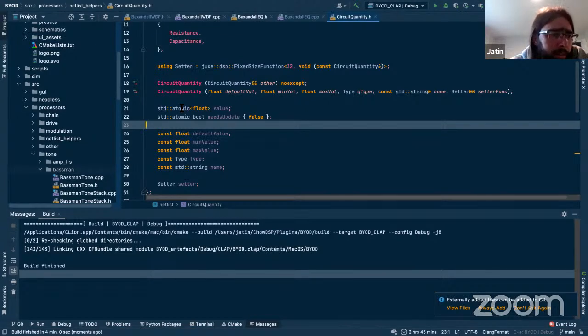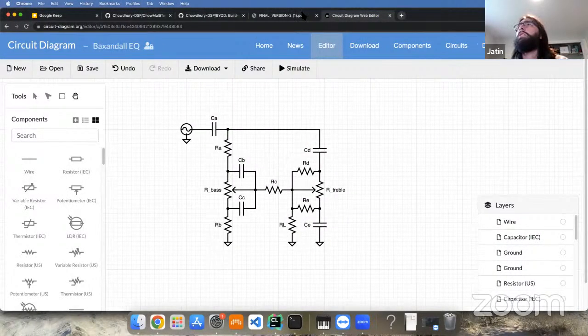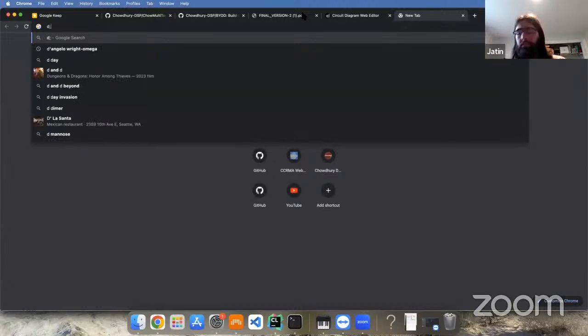Conrad says the delegate implementation in include OS does the same thing as fixed size function. Interesting. Delegate.